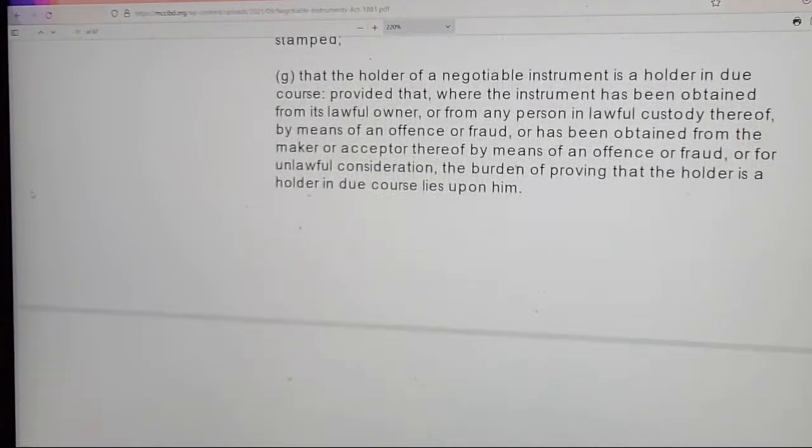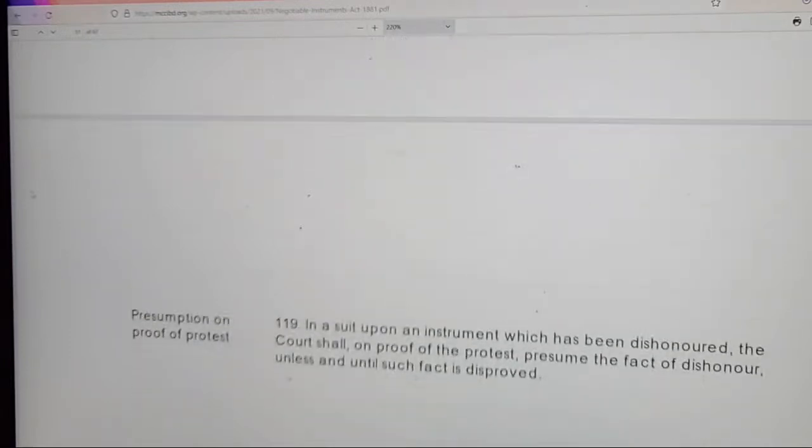G, that the holder of a negotiable instrument is a holder in due course, provided that where the instrument has been obtained from its lawful owner or from any person in lawful custody thereof by means of an offense or fraud, or has been obtained from the maker or acceptor thereof by means of an offense or fraud, or for unlawful consideration, the burden of proving that the holder is a holder in due course lies upon him.